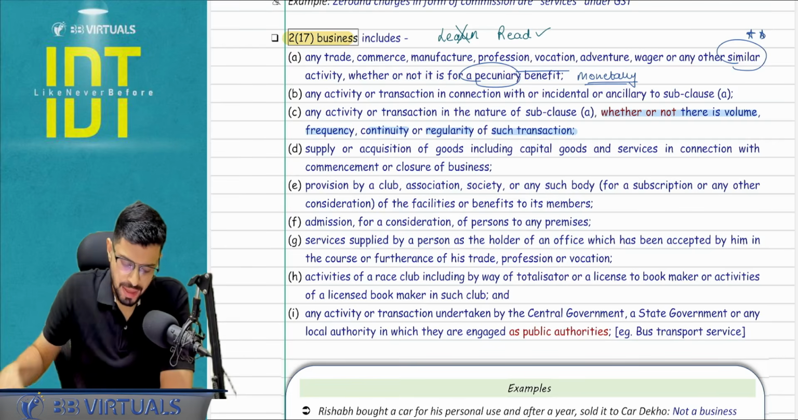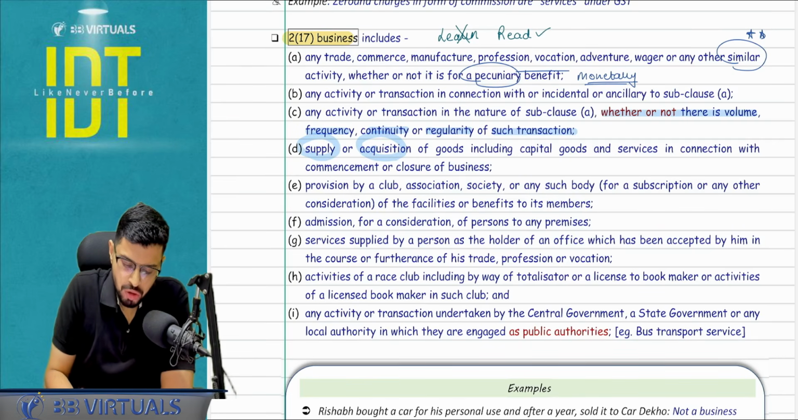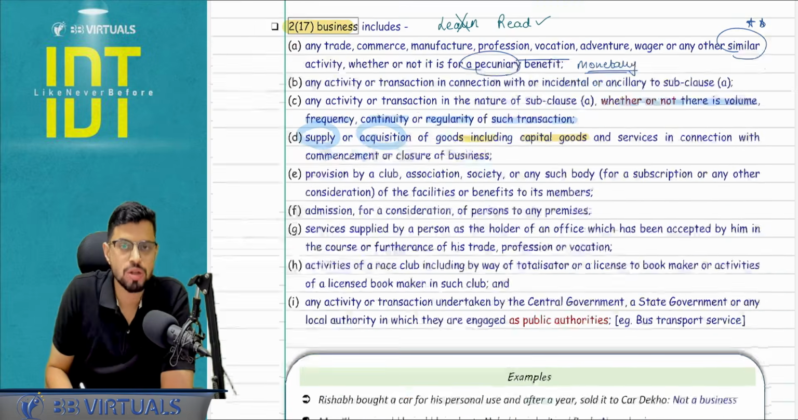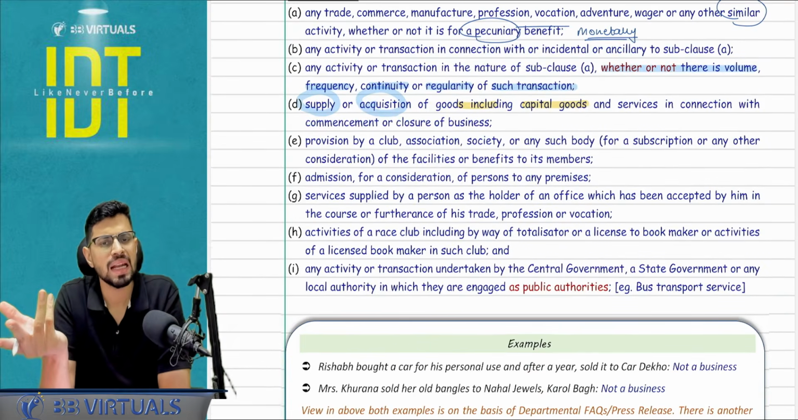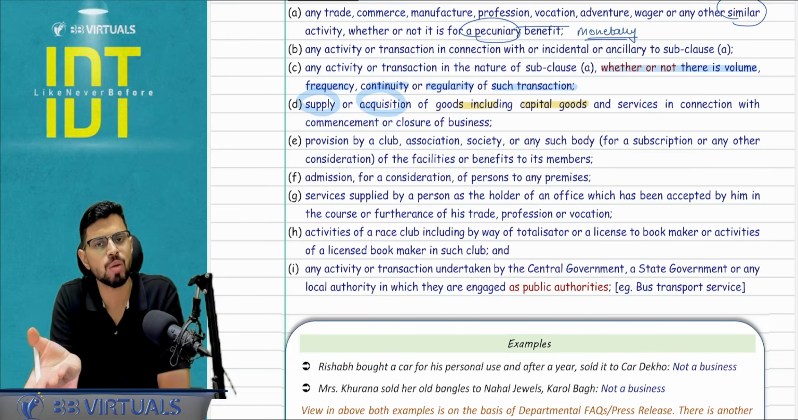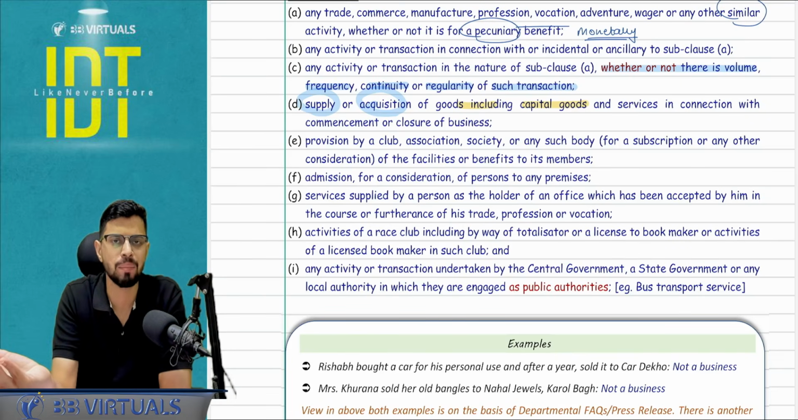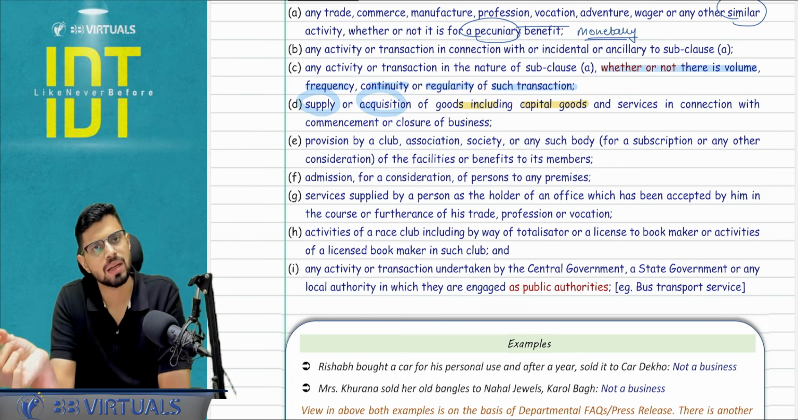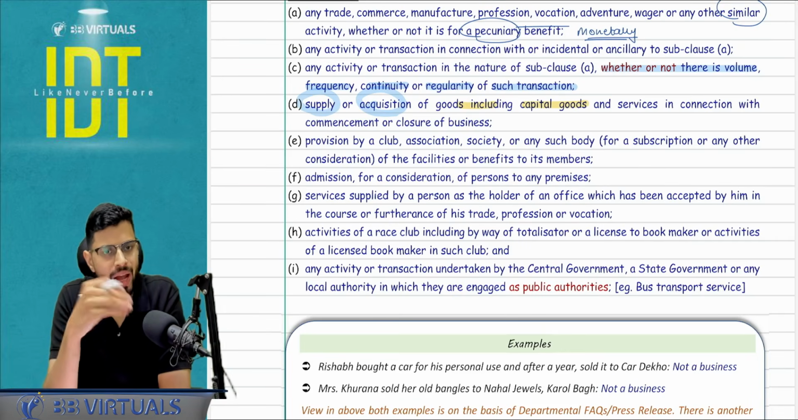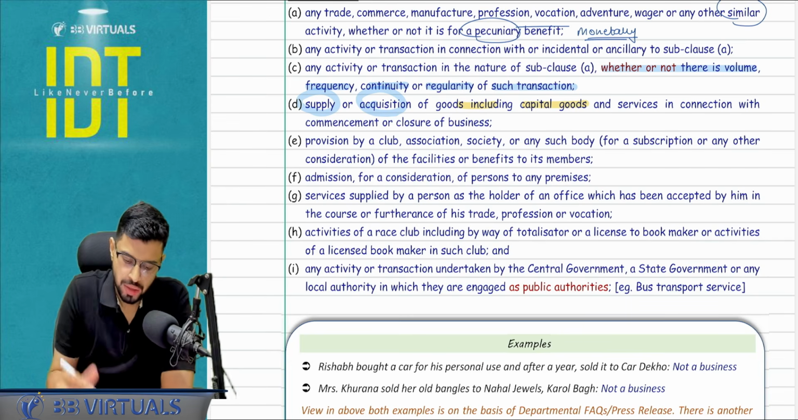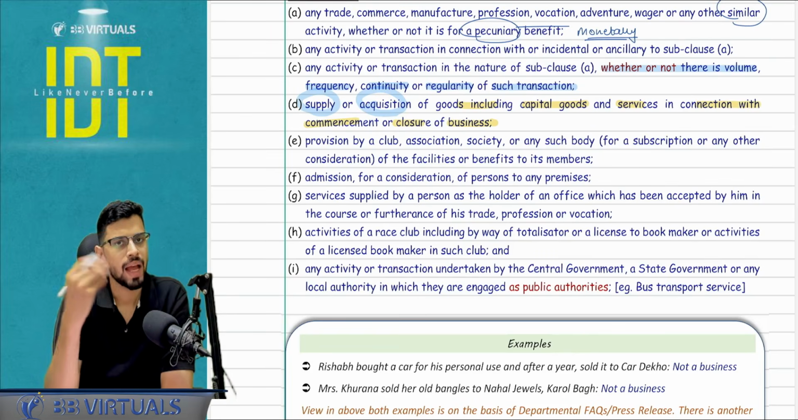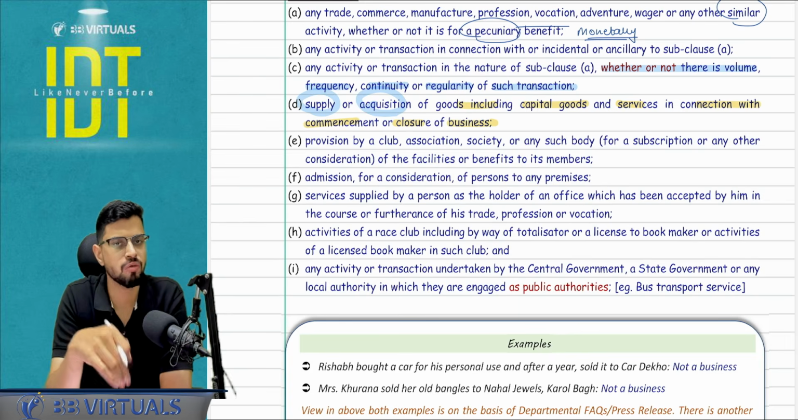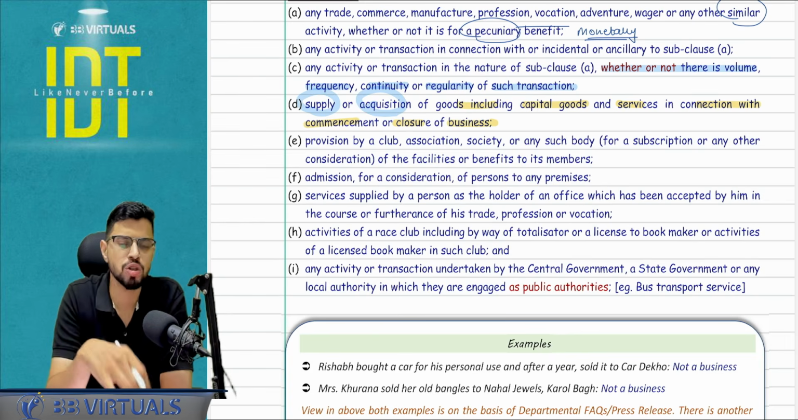B. Supply or acquisition of goods, including the capital goods. Sir, what is capital goods? Capital item, which are capitalized in your books of accounts, like a machine or some other capital asset. So those are inputs and there are capital items. So capital goods means capitalized in your books. So supply or acquisition, selling or buying the goods and services in connection with commencement or closure of business. I'm starting a business or I'm ending the business for which I'm selling the goods, I'm buying the goods, it is business.